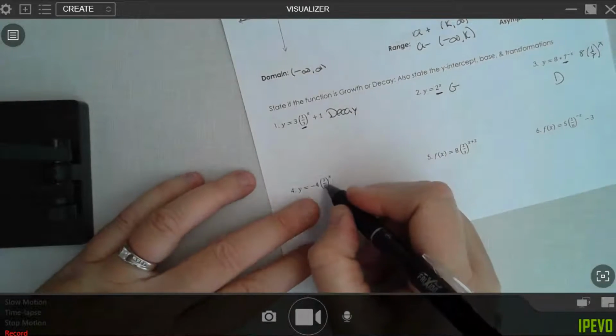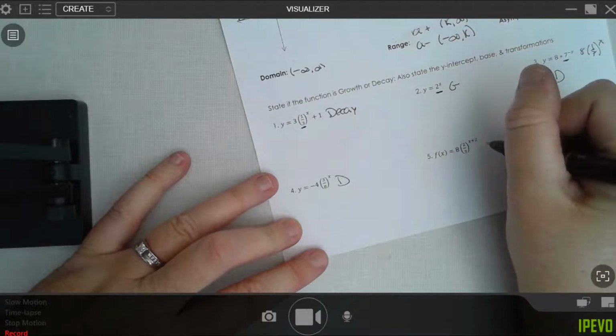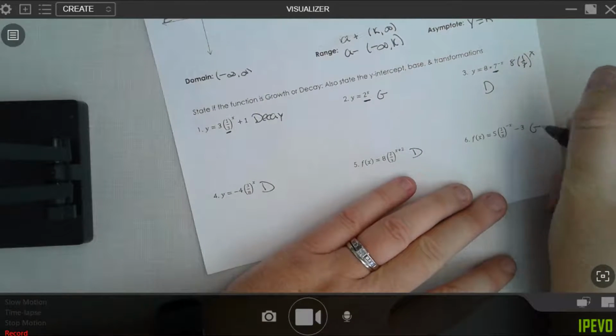3/8 down here, you're looking at the 3/8. That's less than 1, so it is a decay. 2/3 is less than 1, decay. And then again, it's to a negative, so flip it up. So this is a growth.